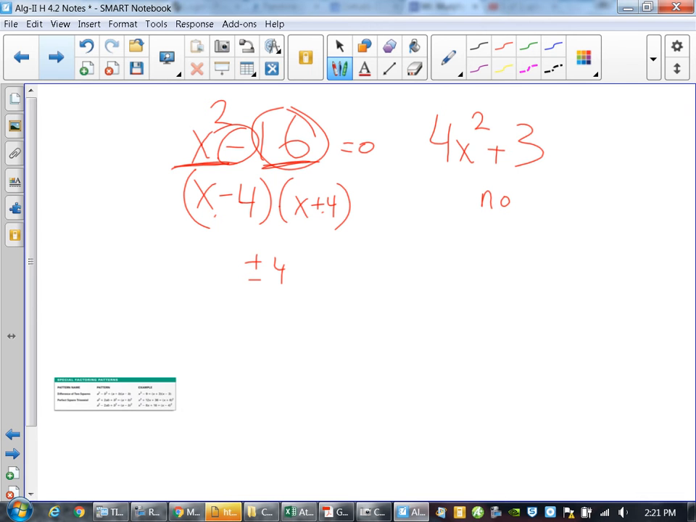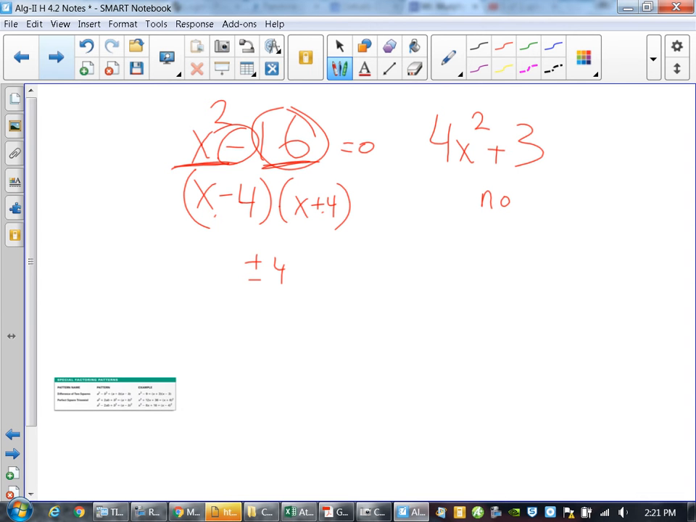Wait, so then with the other one, the 4x squared plus 3, you can't use it right now? Correct. Because you can't factor that yet. We will eventually be able to solve that, but we have to wait till Wednesday, because we have to talk about imaginary numbers. First there's regular numbers, then there's the alphabet, then there's imaginary numbers. So if it was like 4x squared plus 8 and you did the GCF, would you factor that out then?